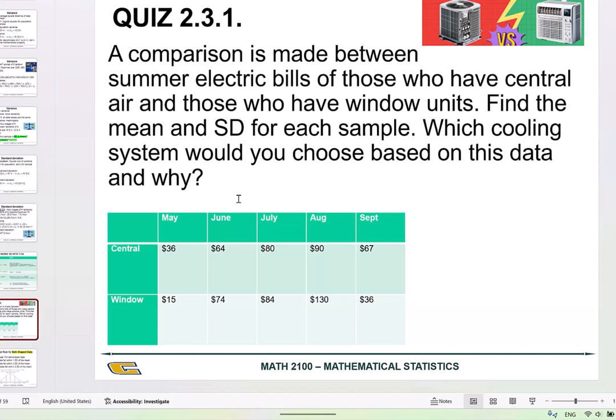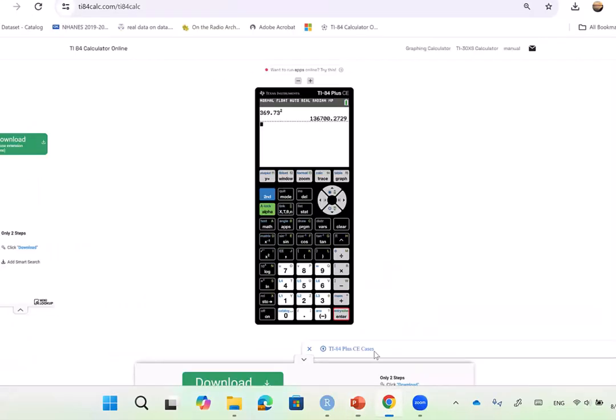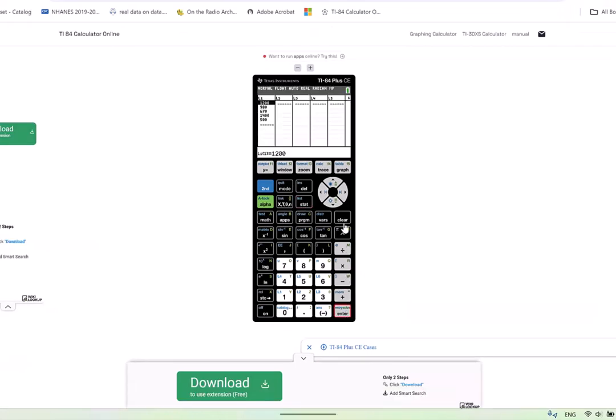In order to compare, often we first look at the mean, and then we also look at the standard deviation, which is the first part of this quiz. So let us use the TI calculator to obtain the values for each of them, the central and the window. So now we start here, edit here. We can clear the column here. Okay, so nothing is left here.